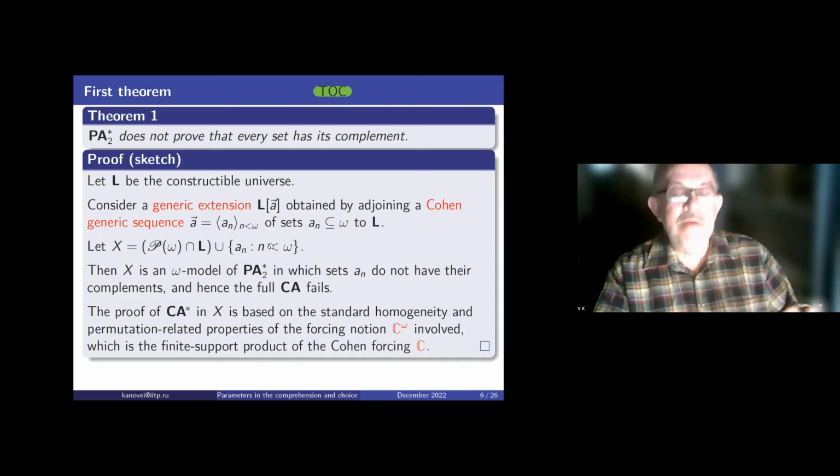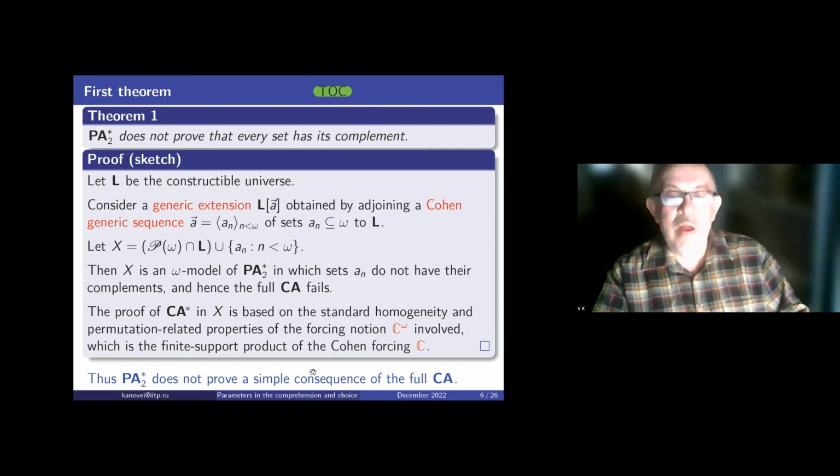Well, this is the first result. And the second result, so this is the conclusion: A star doesn't prove a very simple instance, not a consequence of the full comprehension.